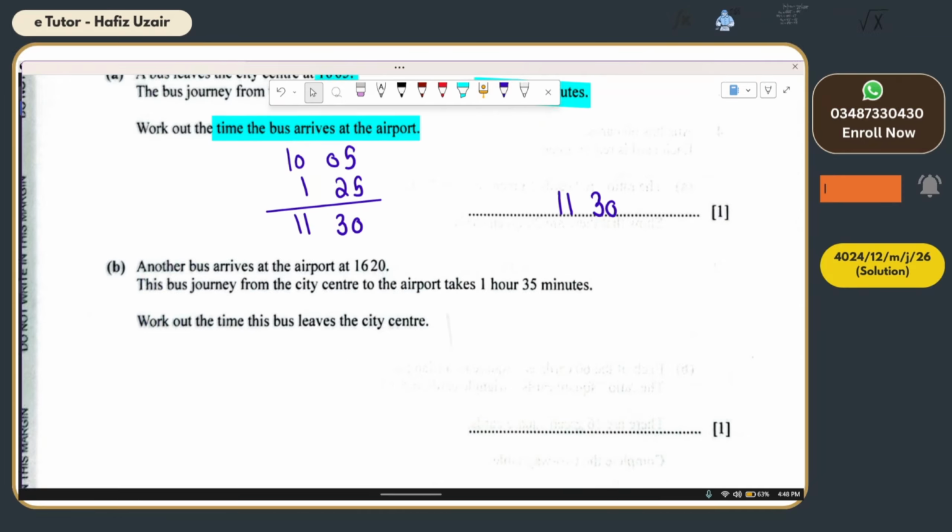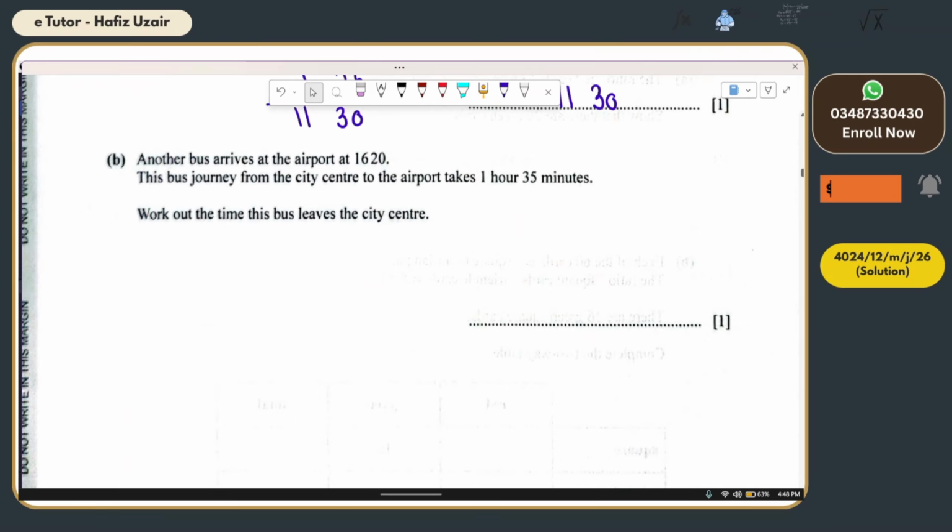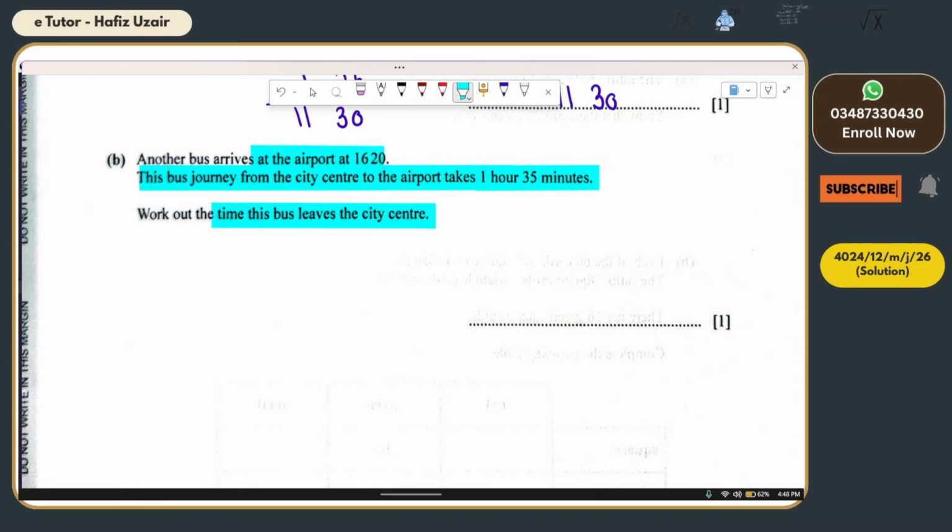Let's move to part B. Another bus arrives at 16:20. So this is basically the arrival time. And this bus takes 1 hour 35 minutes for its journey. Work out the time this bus leaves the center. So you need to find out the departure time. What you will do here is subtract the journey time from the arrival time. So that will be 1 35.